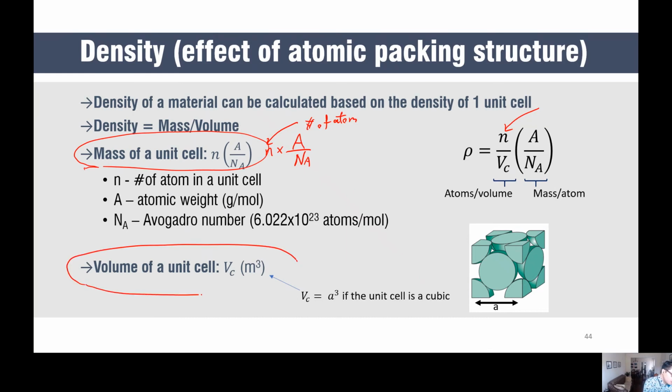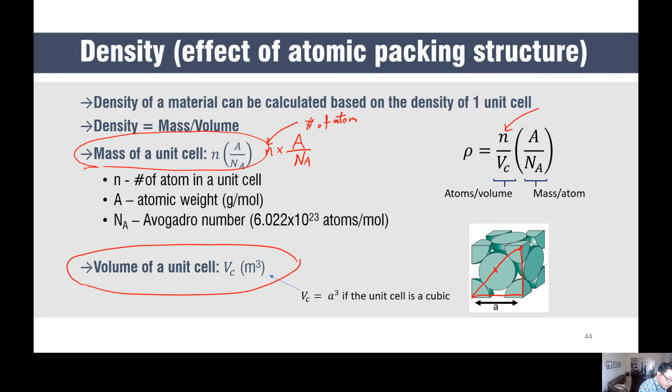And the volume of the cell, if we're calculating a cubic system, is going to be A to the power of 3. It is worth mentioning that in this particular course, we are only going to be focusing on the calculation of density for cubic systems. We don't expect you to know how to calculate a hexagonal packed structure, because the math requirement is a little bit more complicated.